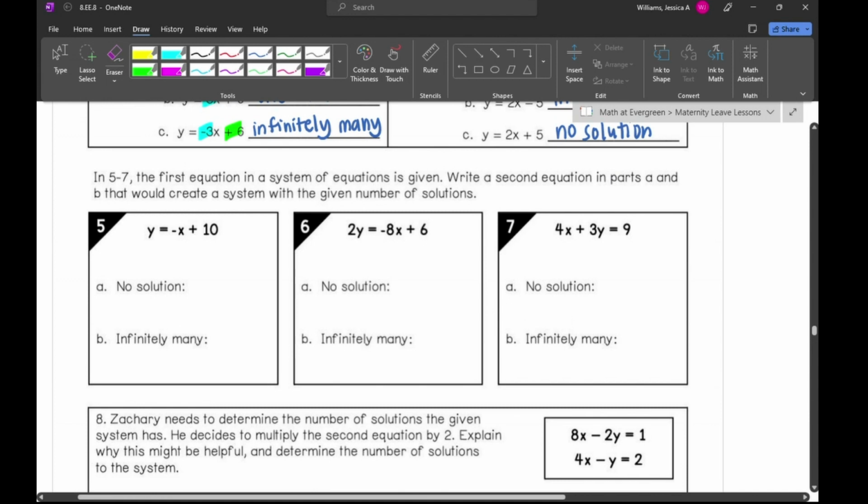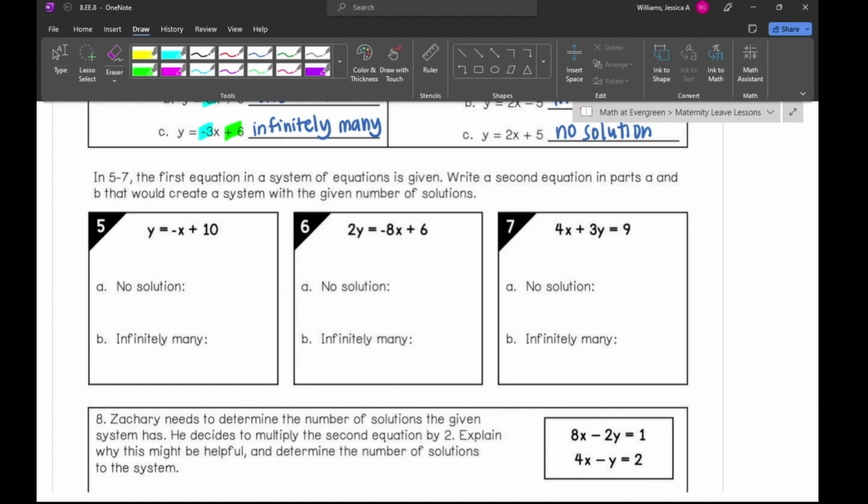Alright, in 5 to 7, the first equation is a system given. We need to write a second equation that would create a system with the given number of solutions. So number 5, it's already given in slope-intercept form. We need to create a second equation that would give us no solution. So I want you to turn to your partner. What is the same and what is different if we're trying to get no solution? Turn and talk. Go.